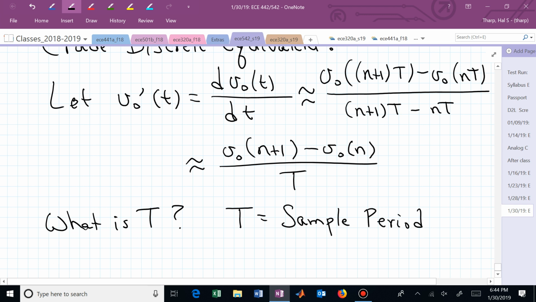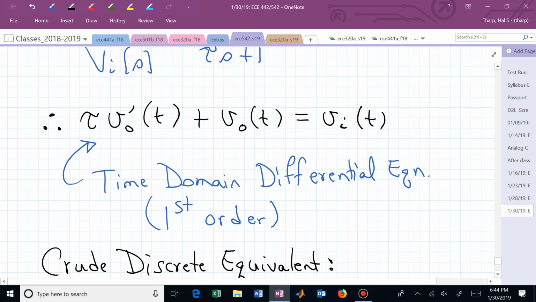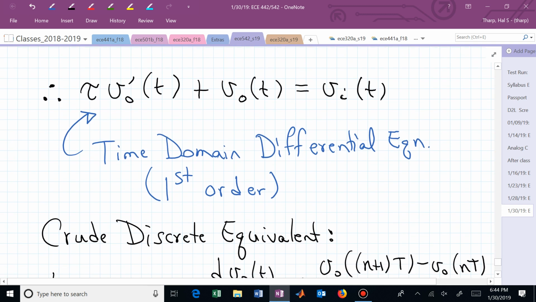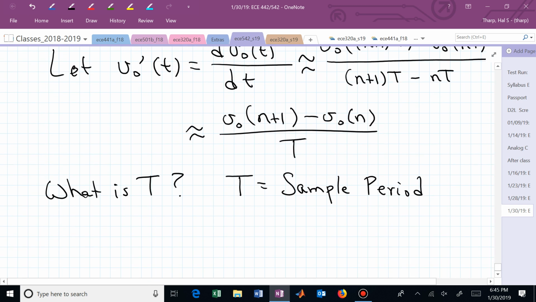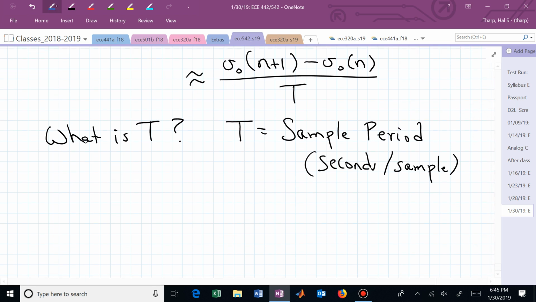And this might be on the exam. If I gave you this differential equation, we know tau's 1 over 600. If I give you that first order differential equation and said, I need you to find a discrete time equivalent, or the sample period of a discrete time equivalent, what is capital T? This is now in seconds per sample. How fast do we sample? And what can we use to determine that sample period? Do you remember a rule of thumb?